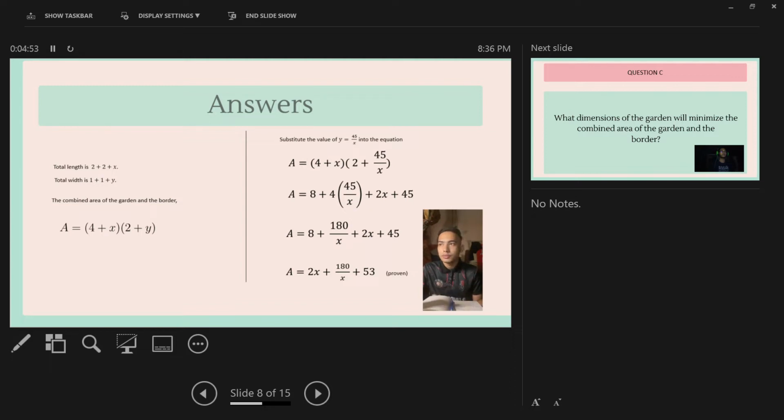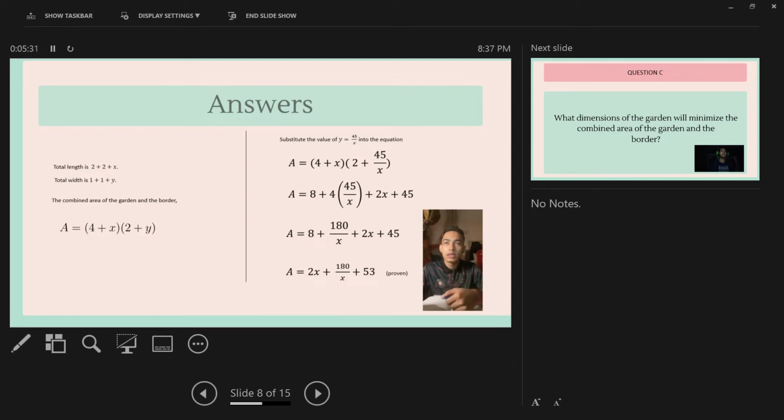So here, the combined area of the garden and the border, we will use the area formula, that is length times width. So A equals 4 plus x multiplied by 2 plus y. To get the equation, we need to substitute the value of y equals 45 over x into the equation that we just did. So now, A equals 4 plus x multiplied by 2 plus 45 over x.